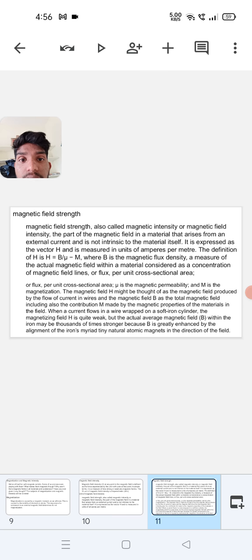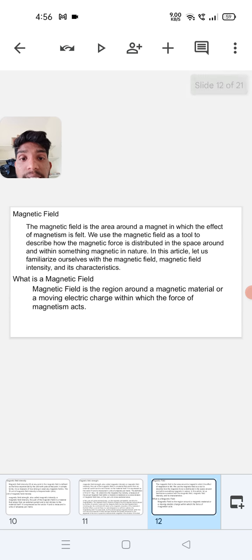Magnetic field strength. Magnetic field. A magnetic field is the area around a magnet in which the effect of magnetism is felt. We use the magnetic field as a tool to describe how the magnetic force is distributed in the space around and within something magnetic in nature. In this article, let us familiarize ourselves with the magnetic field intensity and characteristics.